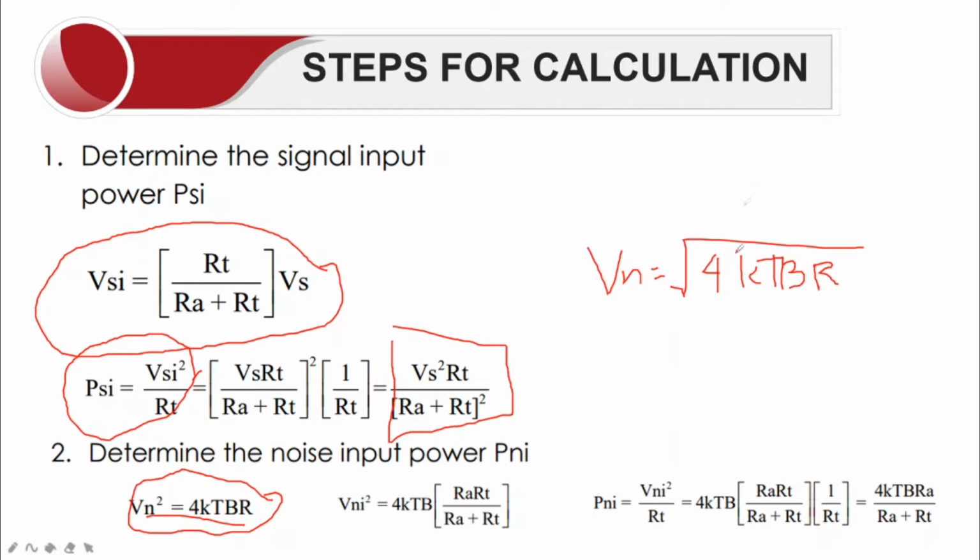Dito sa equation na to, yung K ay Boltzmann constant, which is 1.38 times 10 raised to negative 23 joule per Kelvin. Ang T ay ambient temperature, which is 290 Kelvin. Ang B ay yung ating bandwidth, at yung R ay yung ating total resistance. So, again, kung aalamin natin PNI, magandang alam natin to. Vn squared is equal to 4kTBR.